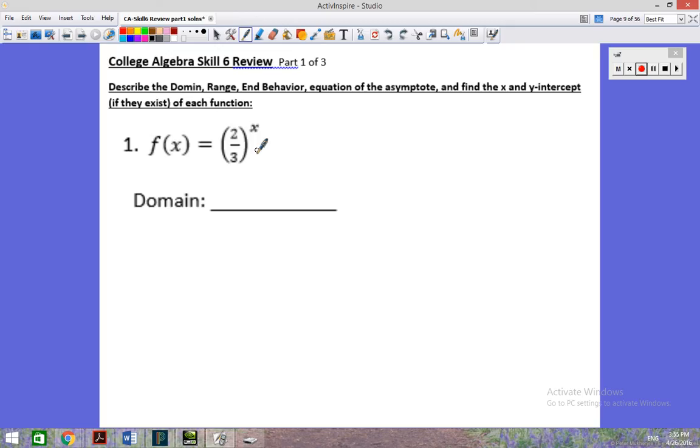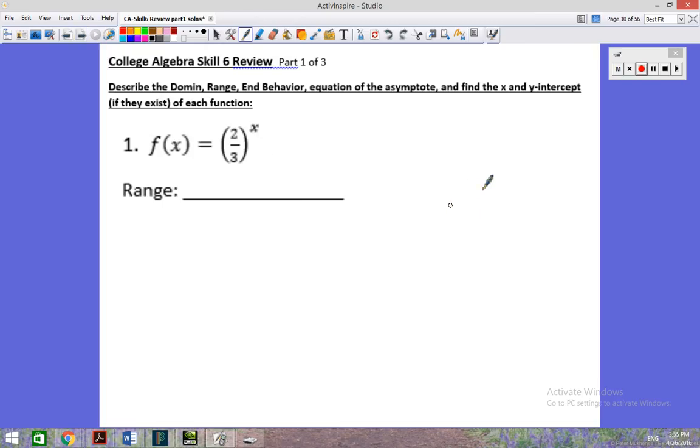So for an exponential function, if it's asking you for the domain, remember the domain is a set of x values for which the function is well defined. For every input you want exactly one output if it's a function, and for any exponential function the domain is all real numbers. So even if there's some kind of a transformation, up, down, left, right, a reflection, or a stretch or a shrink, the domain of an exponential function is always going to be all real numbers.